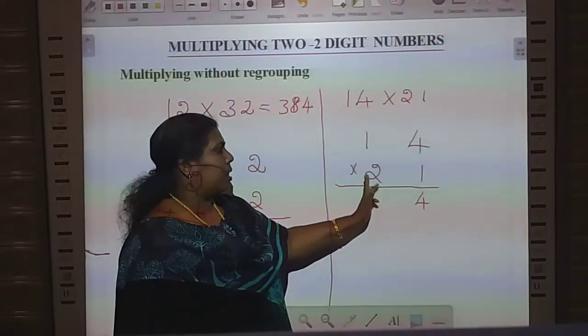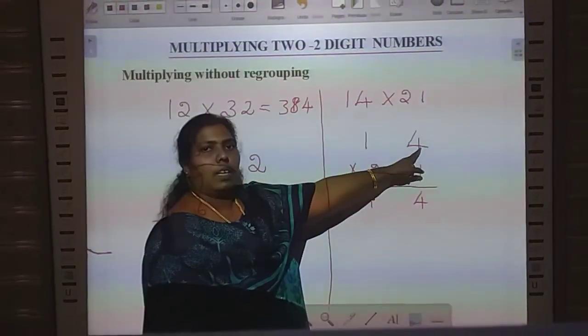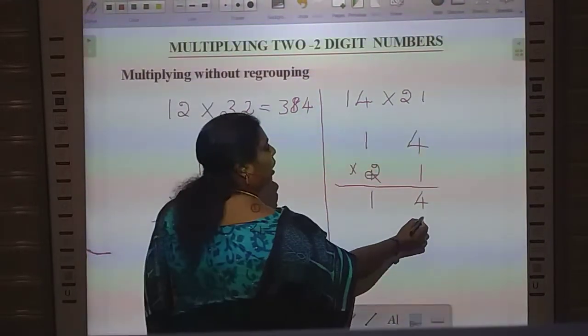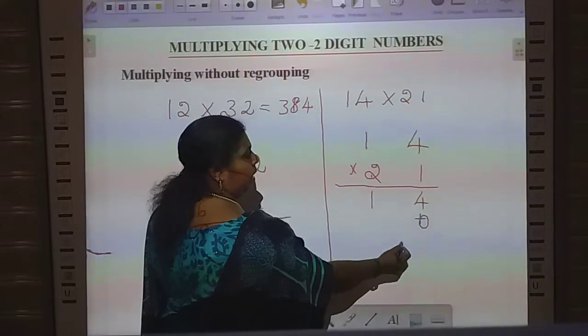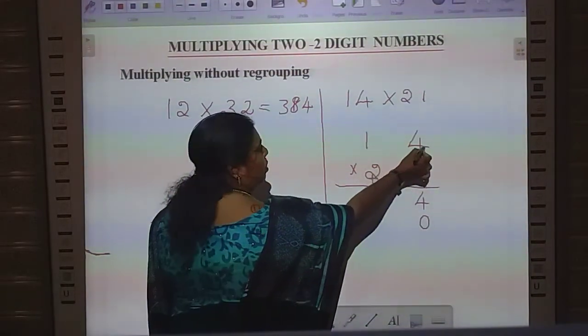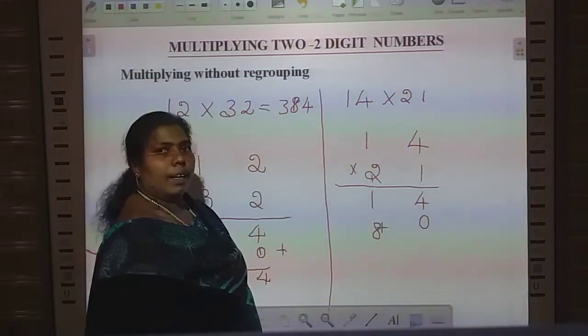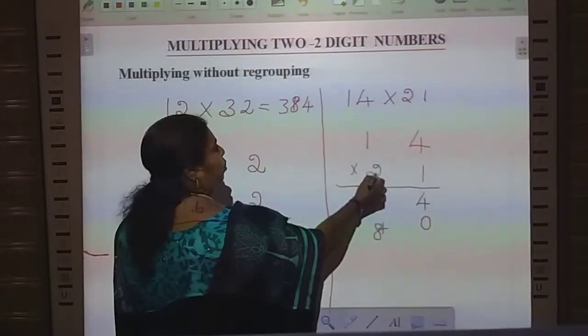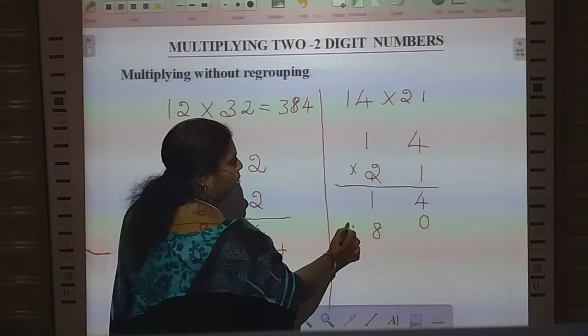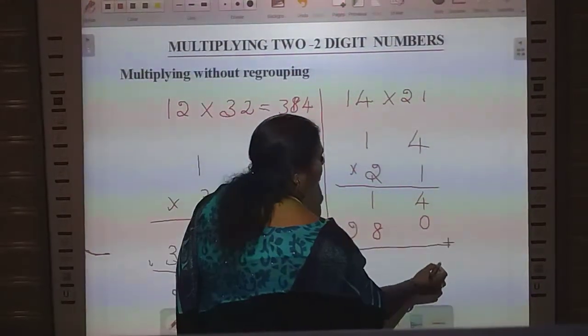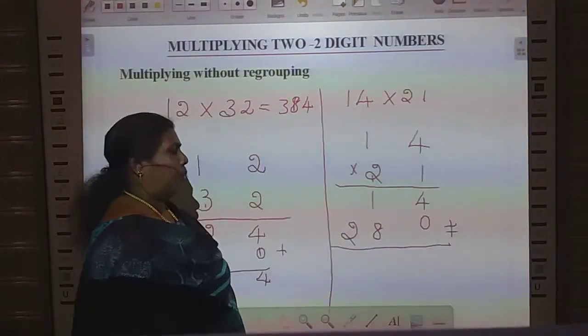In multiplier tens place, this number first in ones place and here 2 into 4. But that ones place we put 0. Don't write the answer here. Then 2 times 4s are in tens place you write, 2 times 4s are 8. Okay. Then 2 times 1s are 2. Left side you have to write 2. Understand? Next we are going to add these two products.